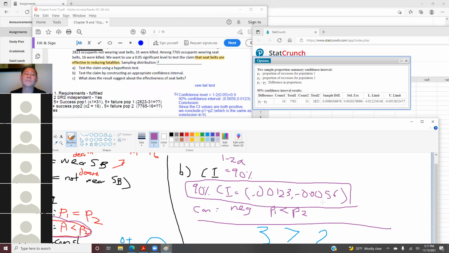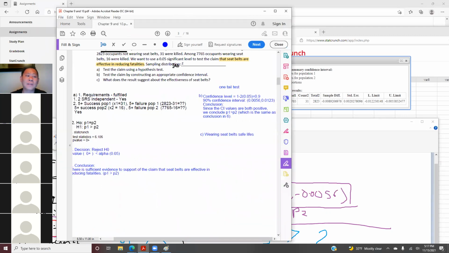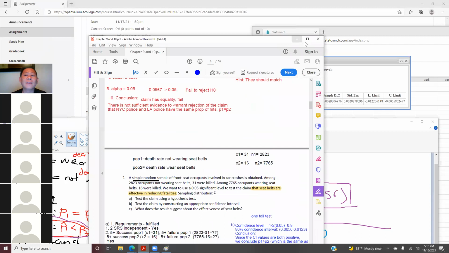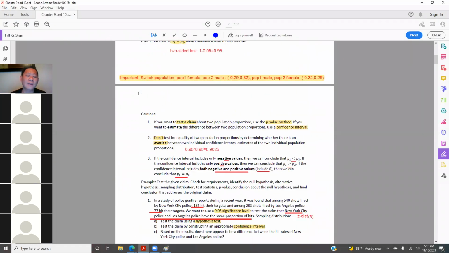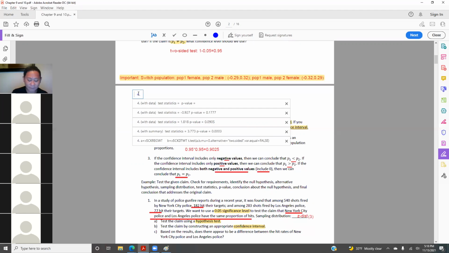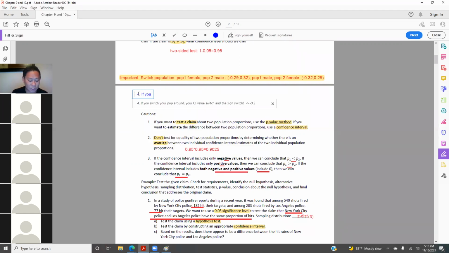The numbers are switched around. The numbers are switched around, and what else? The signs switch. Is that one of the properties that we talked about on Wednesday? Up here in the properties, if you remember number 4. What did I say if you switch your population around, what happens? Remember that? If it's positive, it will become negative, and if it's negative, it will be positive. So the sign switches, right? From positive to negative, and negative to positive, and what else also?